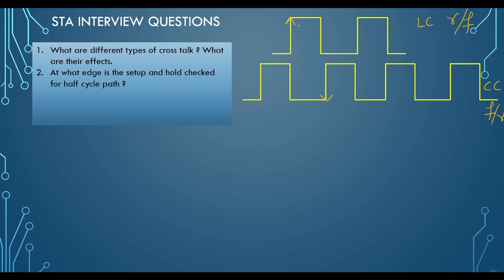When launch is happening at this edge, you will expect the data to be captured at this edge. So this is the edge where you have to draw in front of your interviewer and show that this is your setup check waveform. This is the setup. And for hold, by default, the tool will check just one full cycle before. So one full cycle before means this one. So your hold will be checked at this edge. It is very important to note that hold is checked like this.